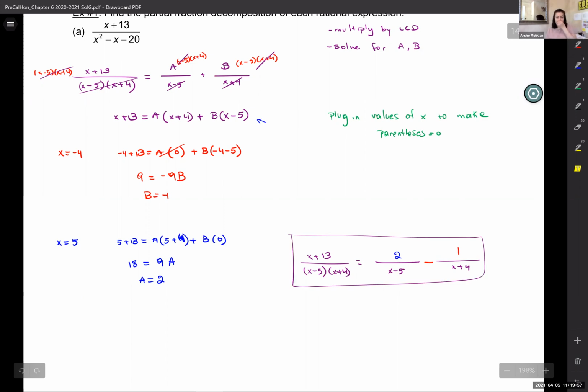Okay, so there we go. And now when you actually go and do LCD and you add up those two fractions with the blue and the red, you will get the bigger one that we started with. All right, question.